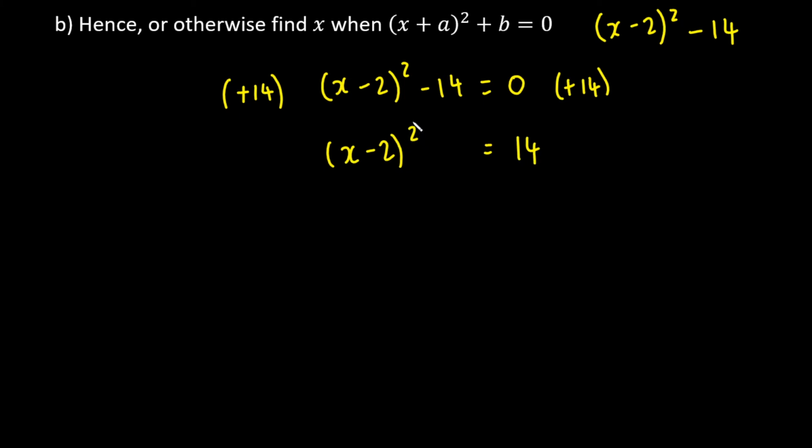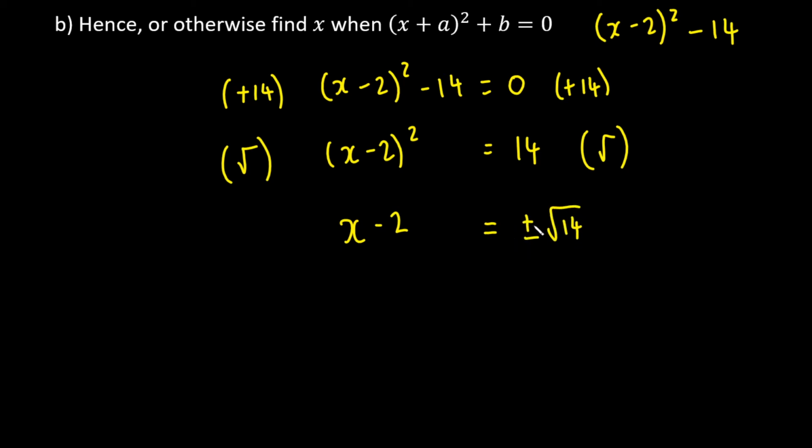The next step is to get rid of this square as it is acting on everything within this bracket. So in order to get rid of a square, you're going to do the opposite operation, which is a square root on both sides of the equation. On the left-hand side, it's going to leave us with x minus 2. And on the right-hand side, it's going to leave us with plus or minus root 14.